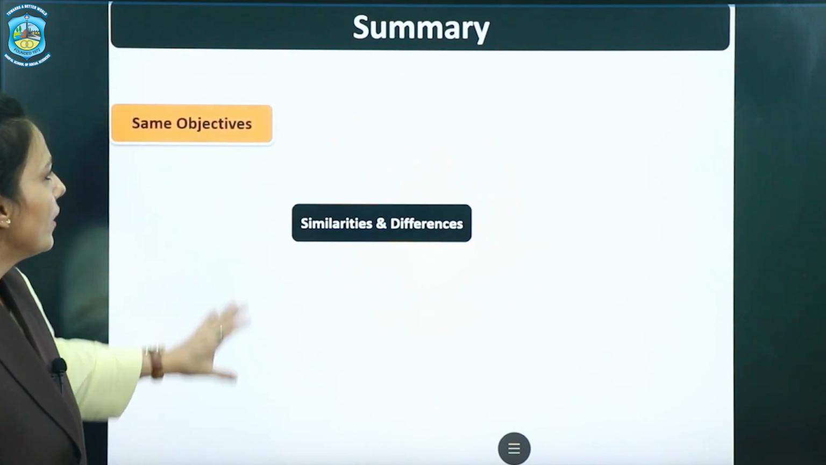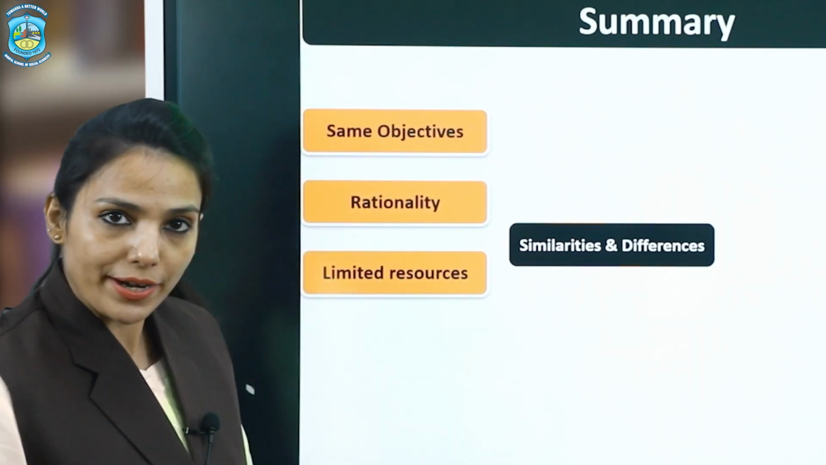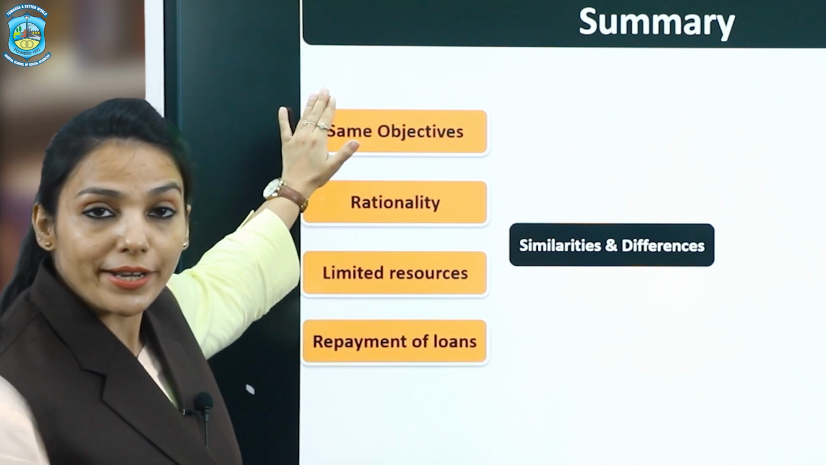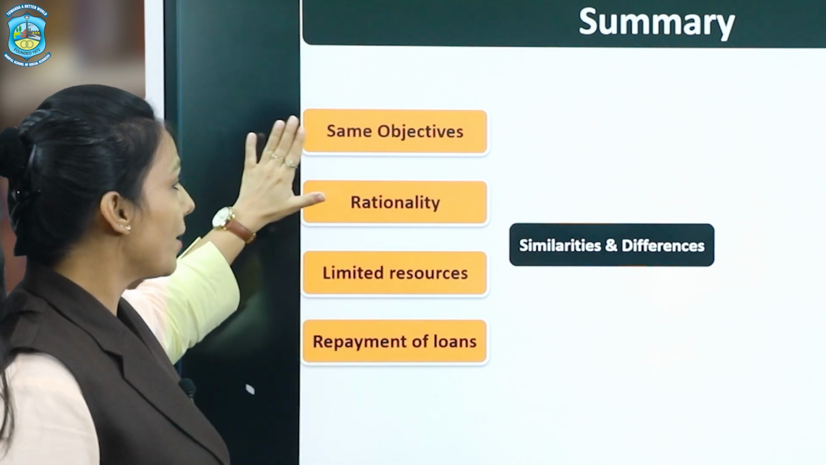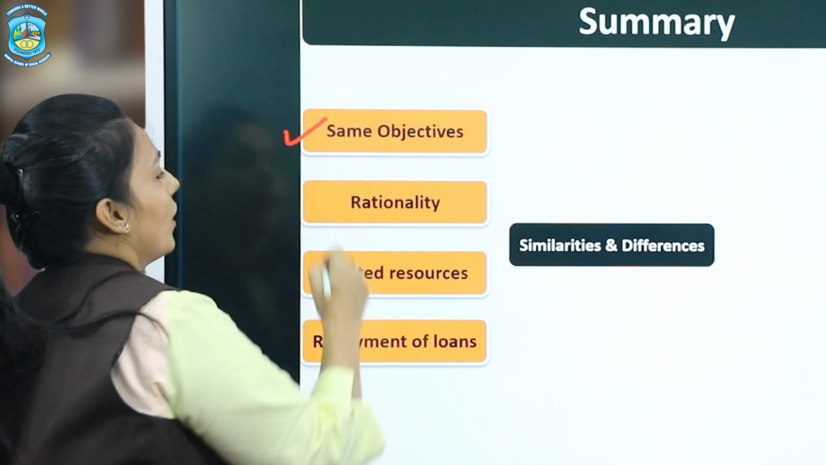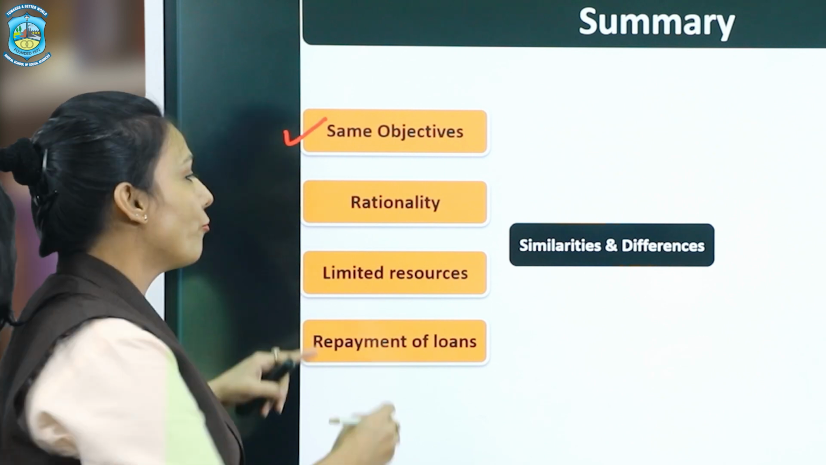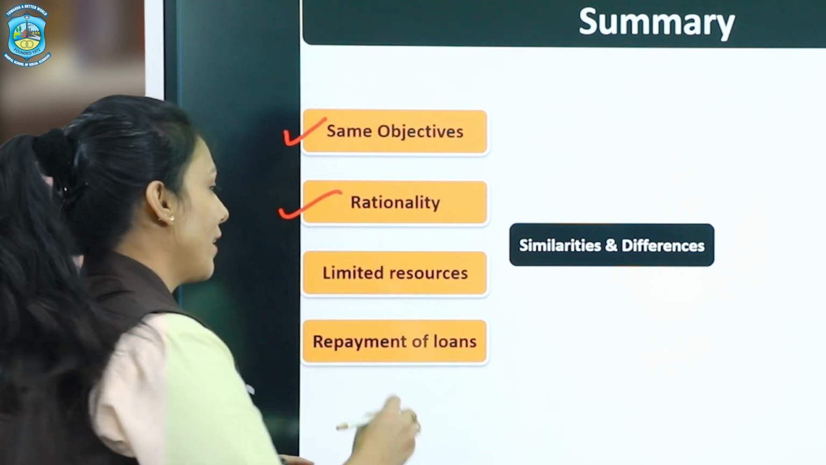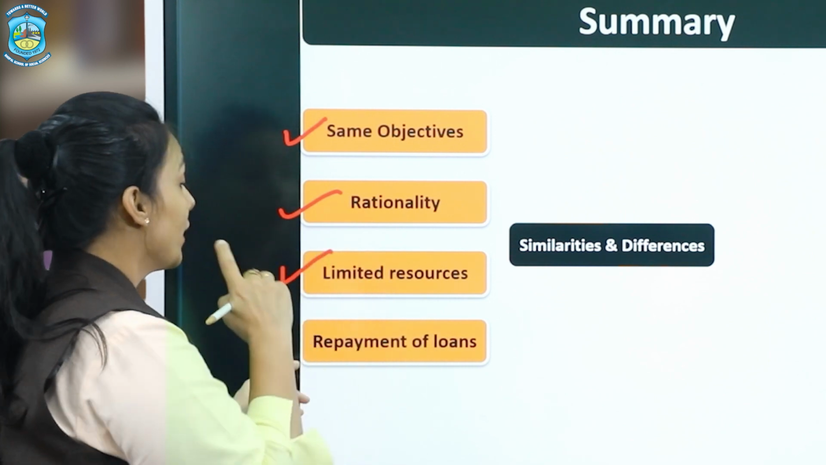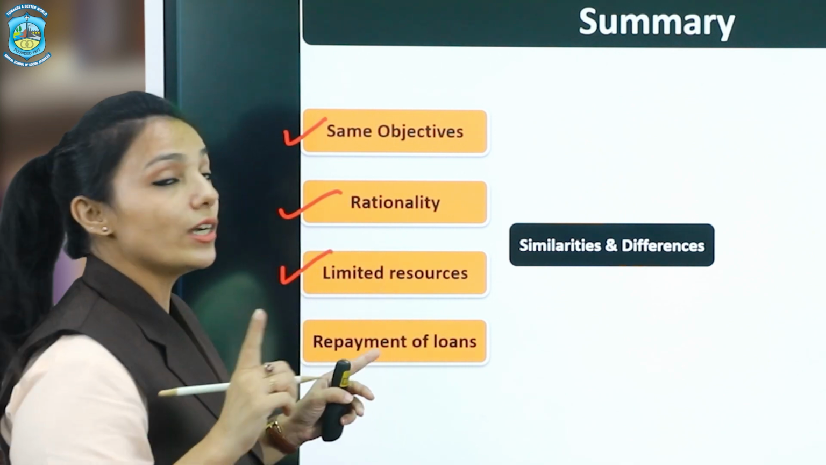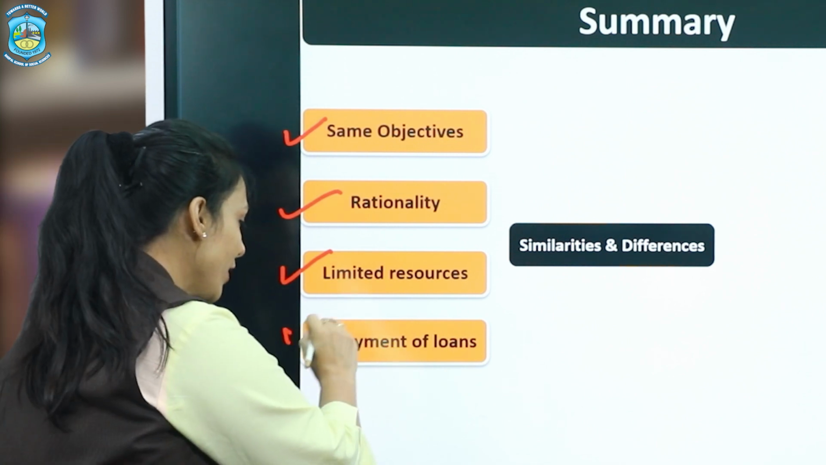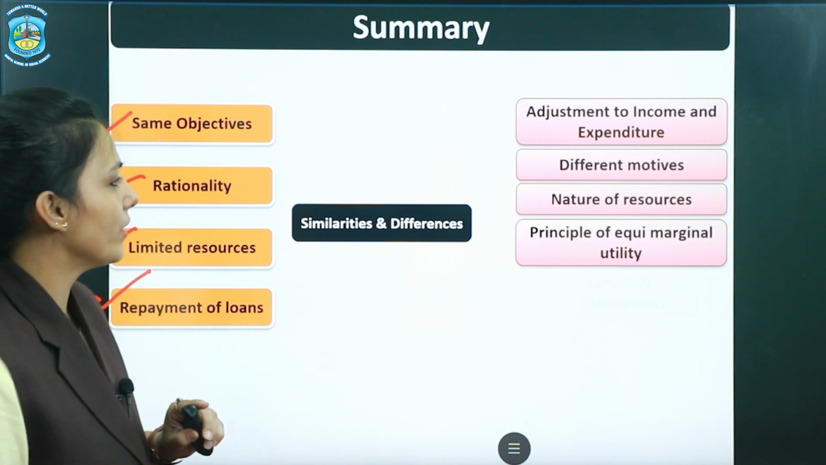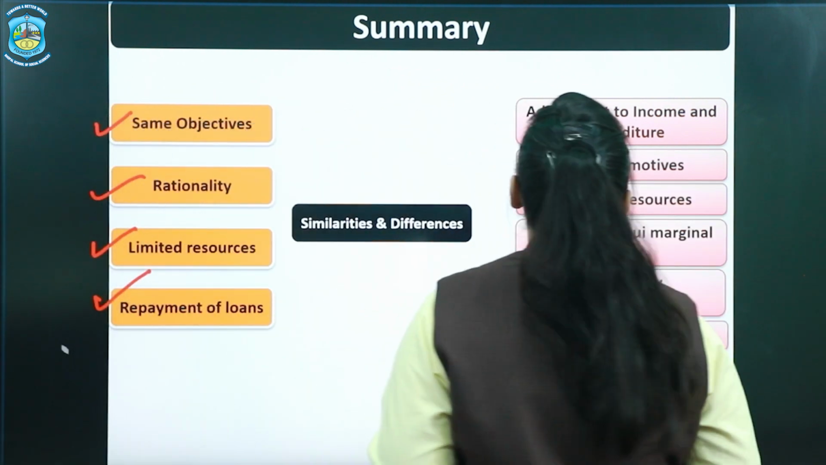Summarizing, we have discussed 4 similarities between public finance and private finance. What are these similarities? That both public finance and private finance have the same objective. Both work on the concept of rationality. Both have limited resources, government and individuals, and both government and individuals have to repay the loans. And we have discussed some differences also.